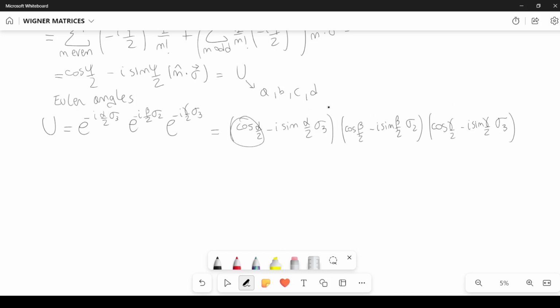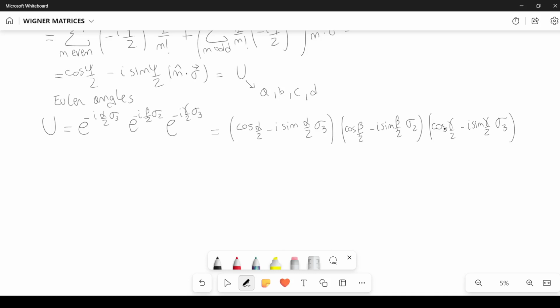Remember that these terms multiply the 2 by 2 identity. It is possible to multiply them. It's very simple actually to multiply these matrices. You have to remember how to write sigma 3 and sigma 2. They are just Pauli matrices, 2 by 2 matrices, and you do some basic operations and you write down a formula for U in terms of the Euler angles.